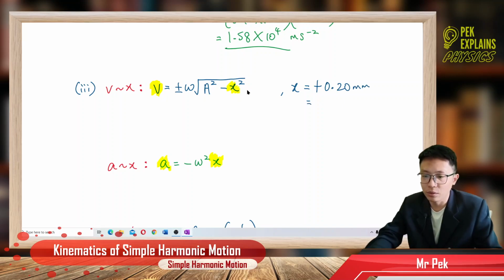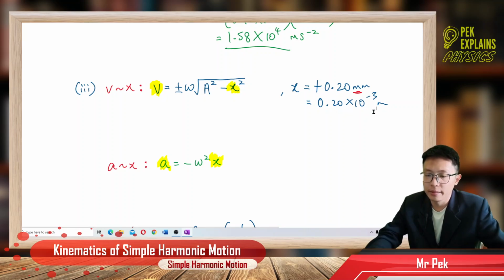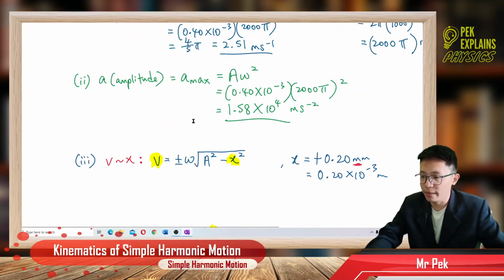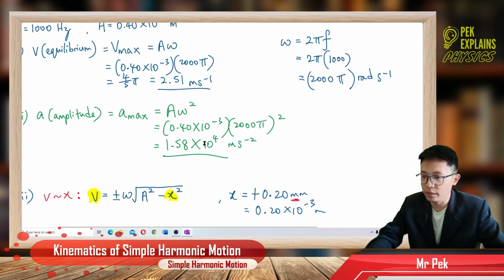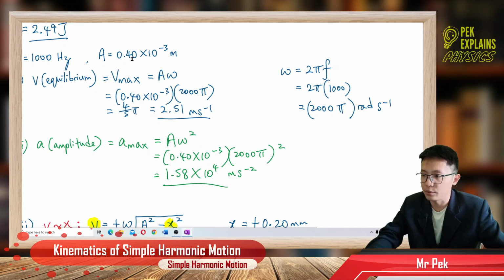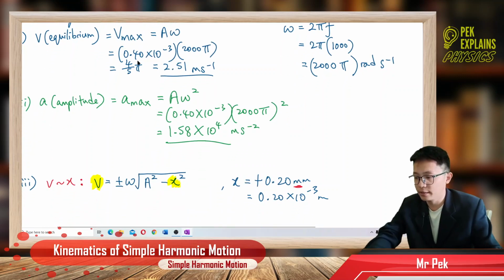Now change to SI unit. This is not in SI unit, it's milli. So you must change it to 0.2 exponent negative 3 meter. So what's the omega? Omega is 2000 pi. Amplitude is this one. So just substitute inside.